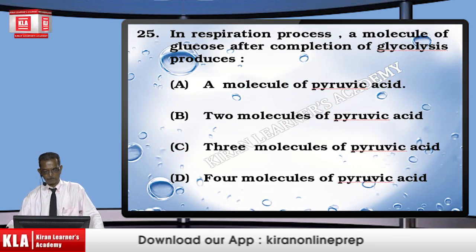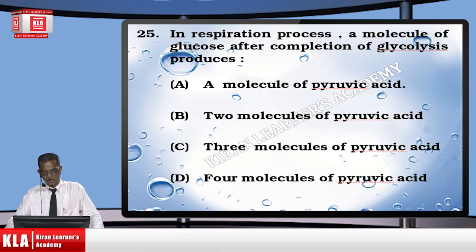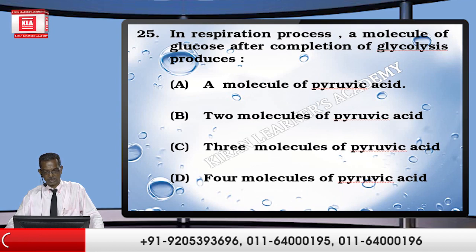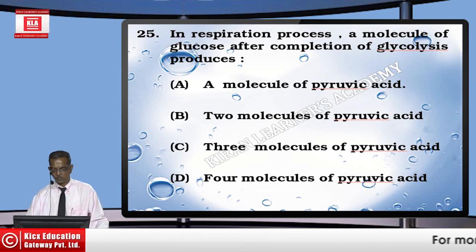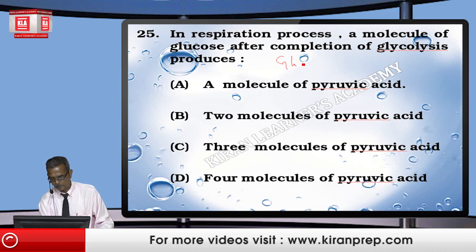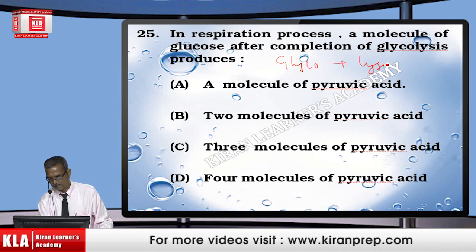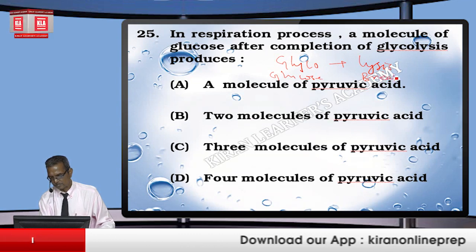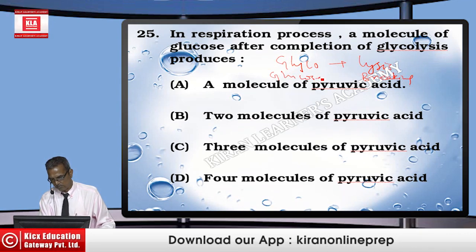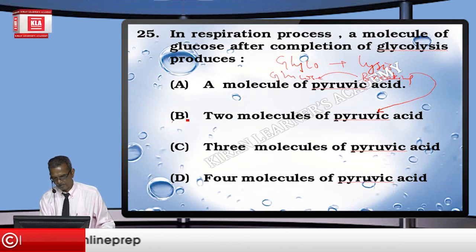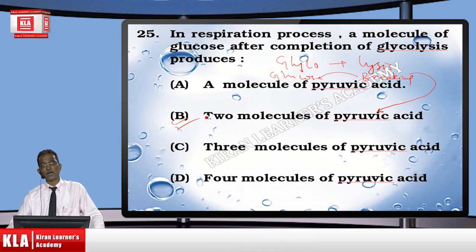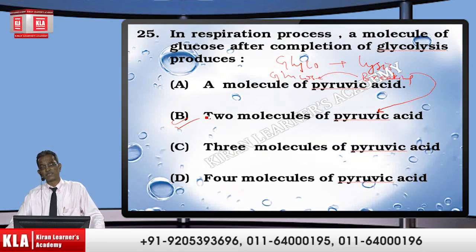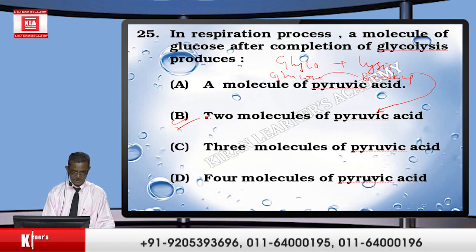Next. In the respiration process, a molecule of glucose after completion of glycolysis produces how many molecules of pyruvic acid: 1, 2, 3, 4? Now, in glycolysis, glyco plus lysis. Glyco means glucose. Lysis means breaking down. That means in the breaking down of glucose, the number of molecules of pyruvic acid produced is 2. That is, from a mole of glucose, only 2 moles of pyruvic acid are produced.